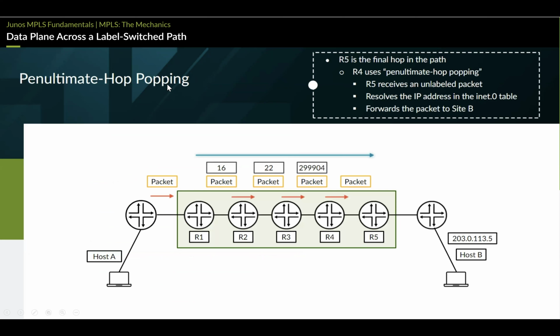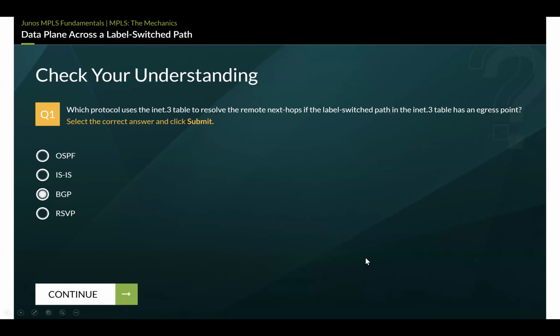Penultimate hop popping, we already discussed it. In our topology, router 4 is the penultimate hop, and router 4 pops the MPLS label and sends the packet towards router 5. So this is penultimate hop popping.